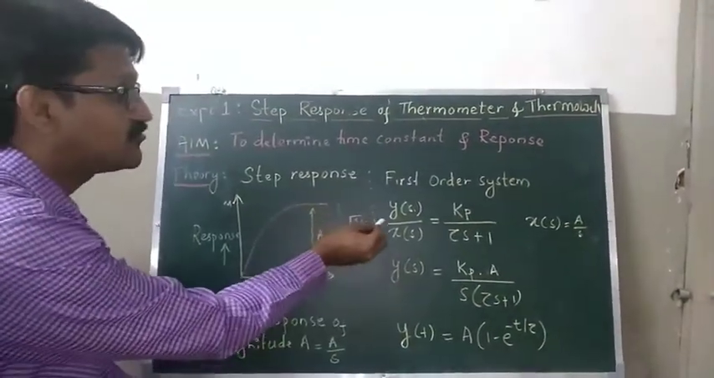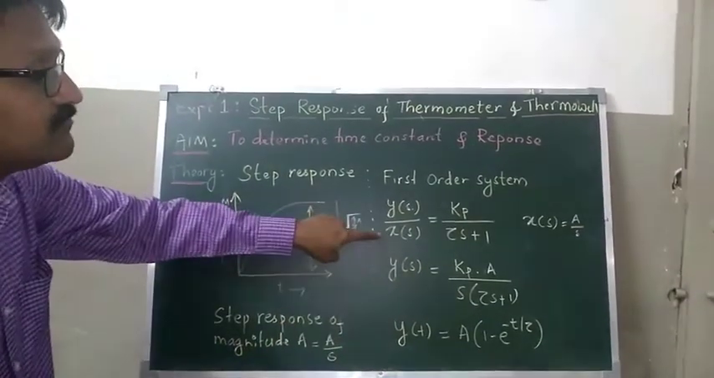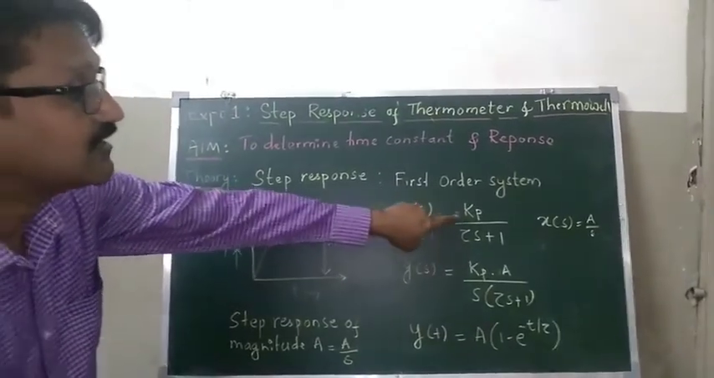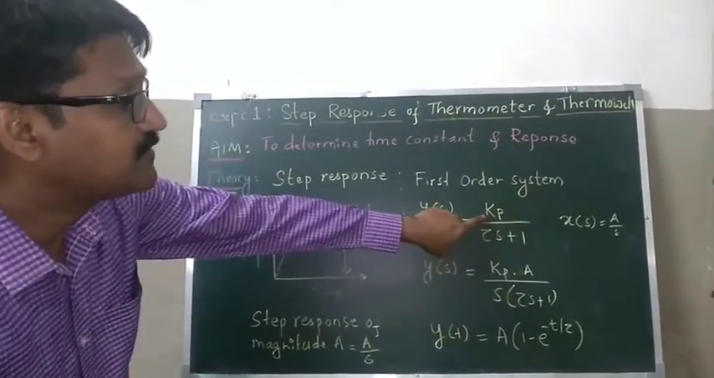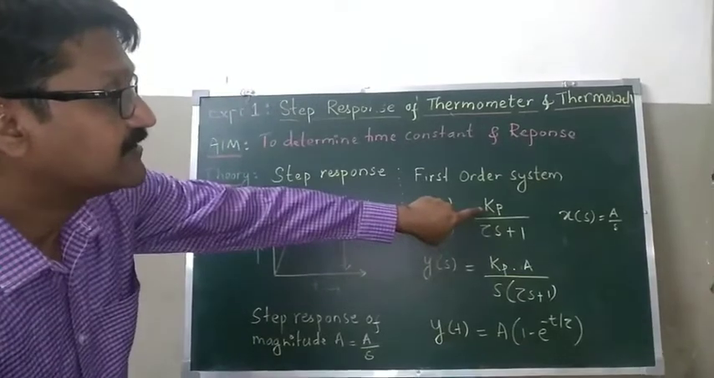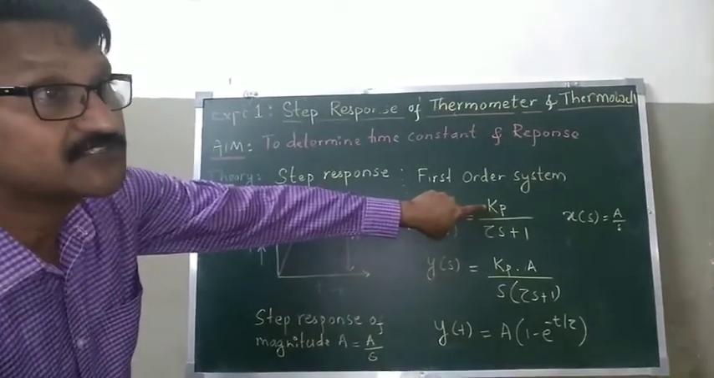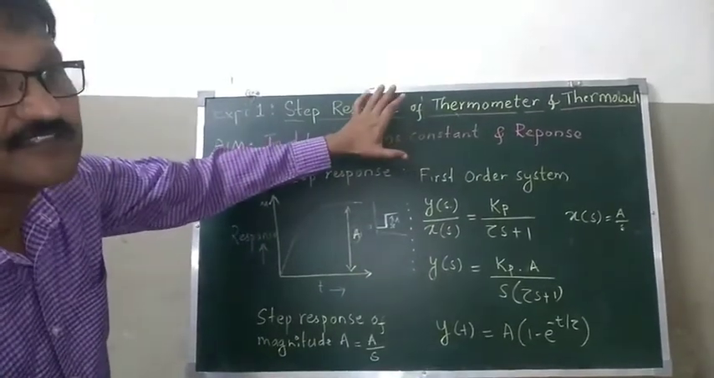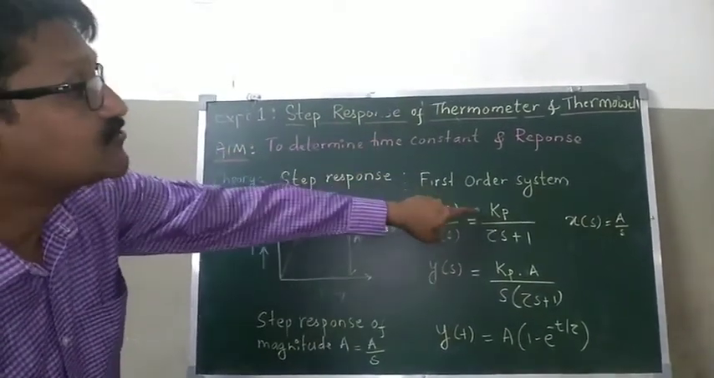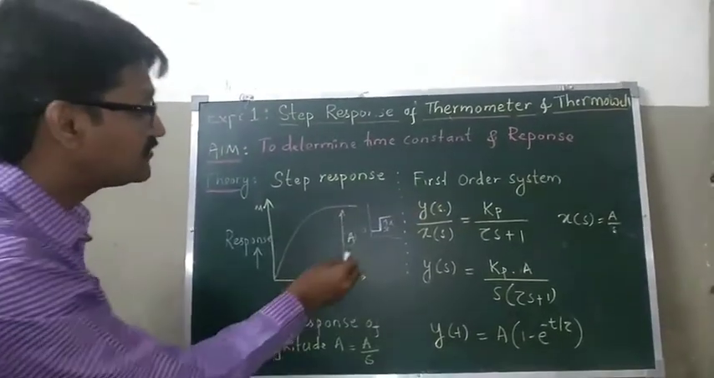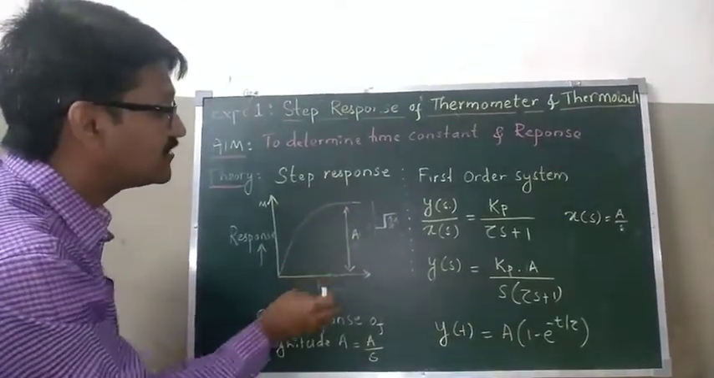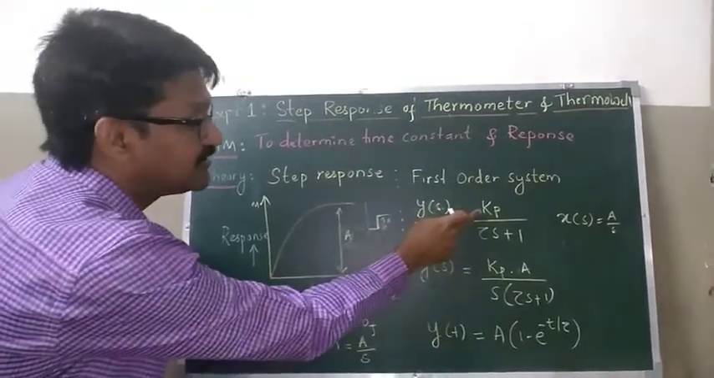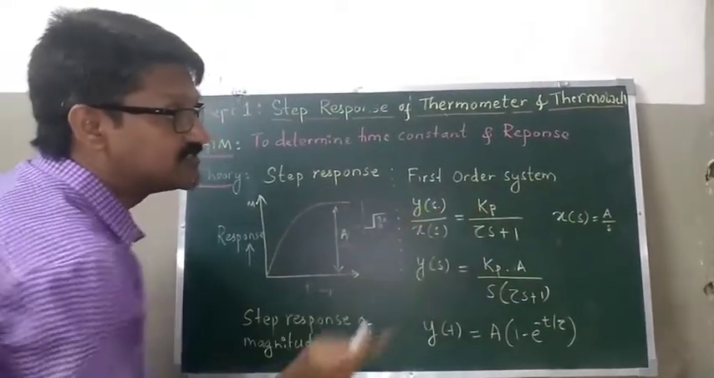For the first order system, you know that output by input, y of s divided by x of s is equal to Kp divided by tau s plus 1. What is Kp? Kp is the gain. Gain is nothing but the sensitivity of the system. So that will decide how fast your system responds. And also based on that, I am going to decide about the magnitude. The magnitude of the change or the disturbance will be decided by the Kp value. Kp is the sensitivity of the system.